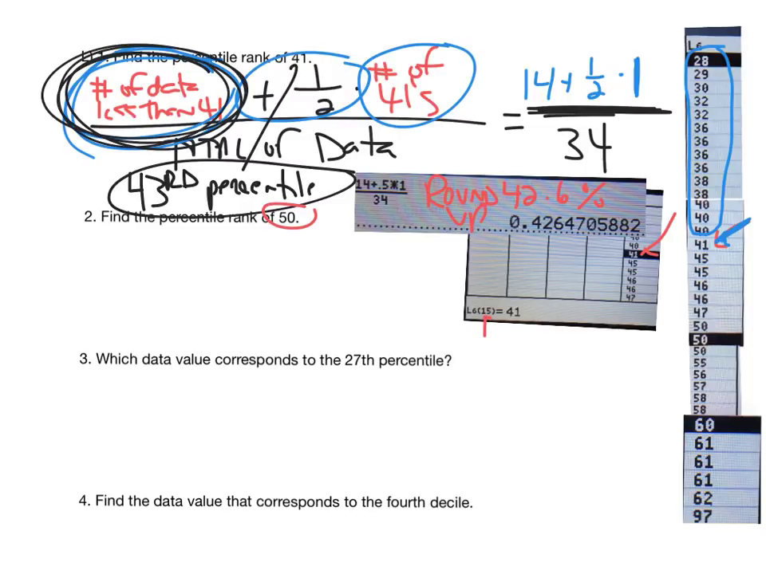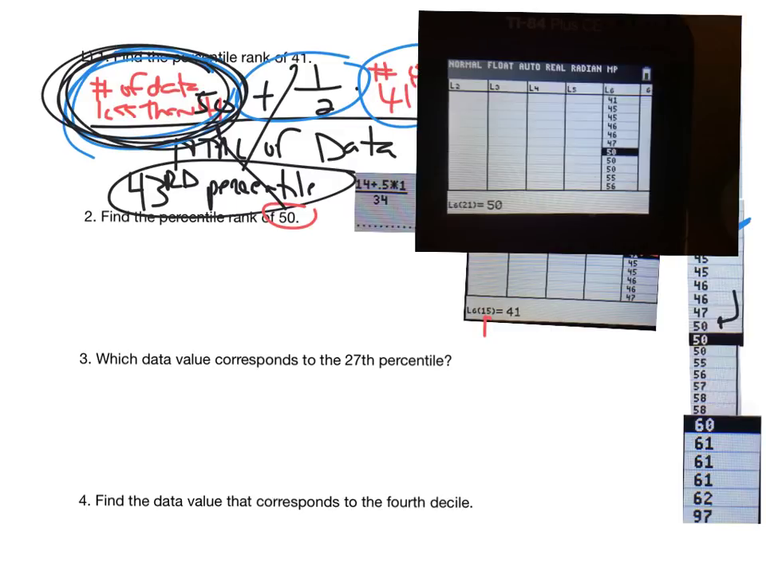Here, to find the percentile rank of 50, now we're going to find the number of data not less than 41, but now the number of data less than 50. Since you notice there's a few 50s in our list, go and highlight the first number 50 in your column. Here, the first 50 is in the 21st spot, which means the number of data less is going to be 20. So we're going to do the number of data less than 50, which is 20, plus 1/2 times the number of 50s, which in this case there are 3.